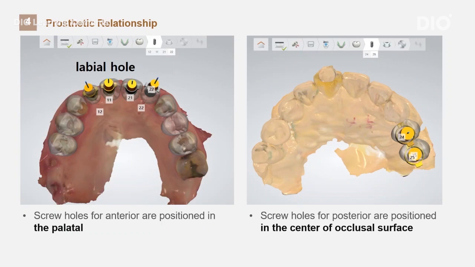From the prosthesis perspective, the screw hole direction for the anterior teeth needs to be directed toward the palatal and lingual side. It is because the prosthesis could be pronounced unaesthetically if the screw hole direction is toward the buccal side. Posterior tooth needs to be planned by arranging the tooth virtually so that screw holes are situated at the center of the occlusal surface.